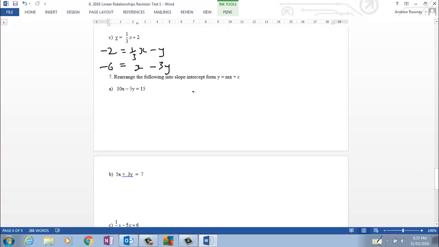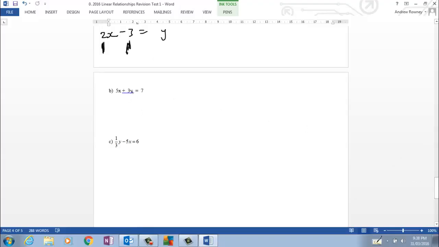Now rearranging the other way, this time we've got the general form, we want to go back to the slope-intercept form. So we'll take 5y over the other side and 15 over the other side. So 10x minus 15 equals a positive 5y. And minus 5y has become a plus 5y. Now we have to get rid of the 5. Opposite times 5 is divide 5. So if I divide that by 5, I get 2. And if I divide that by 5, I get 3. So that's our slope-intercept form. We can see the slope is 2, the y-intercept is minus 3.